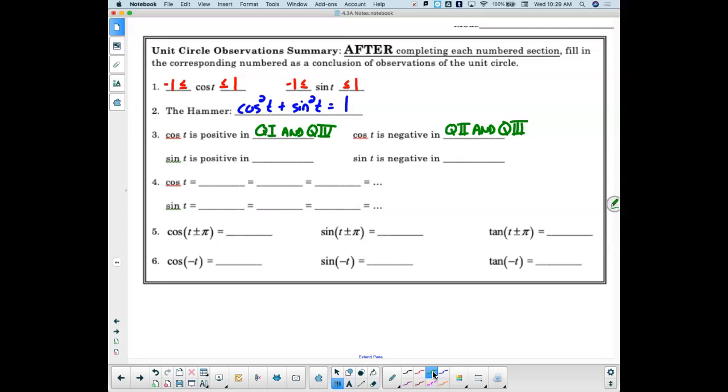Sine is positive in quadrant 1. Everything is positive in quadrant 1: sine, cosine, tangent, cosecant, secant, cotangent. Everything's positive in quadrant number 1. And sine is positive in quadrant number 2, which means it's negative in quadrant number 3 and quadrant number 4.